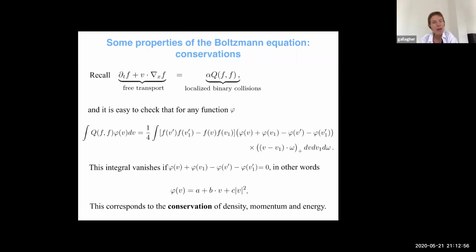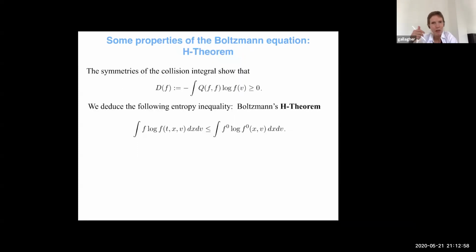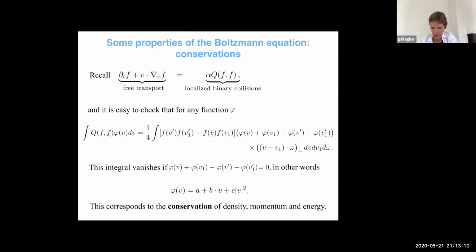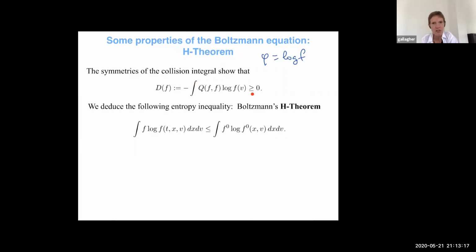Okay. So what else can you say about this equation? Well, if you do the same computation as I just did, and you replace phi by log of f formally, because you're not sure this is a smooth function at all, then using the formula I wrote before, and using the convexity of f log f, what you get is that this quantity here is always non-negative. Okay, minus Q of f, f log f is always non-negative, meaning that the integral of f log f is always smaller at time t than at time 0. This is known as the H theorem by Boltzmann.